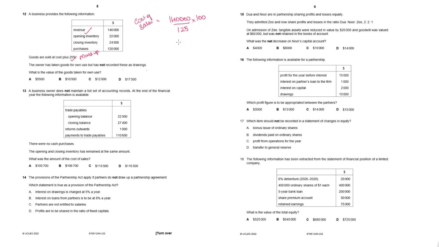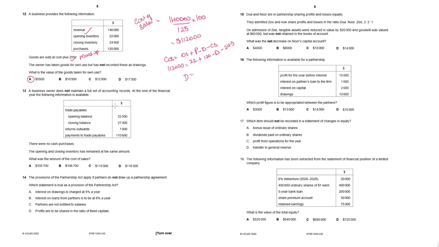So 112,000. Now that I know the cost of sales is 112,000, I can use this equation: cost of sales is equal to opening stock plus purchases minus stock drawings minus closing stock. So 112,000 is equal to 22,000 plus 120,000 minus drawings minus 24,500, and calculate the value of drawings here, $5,500.